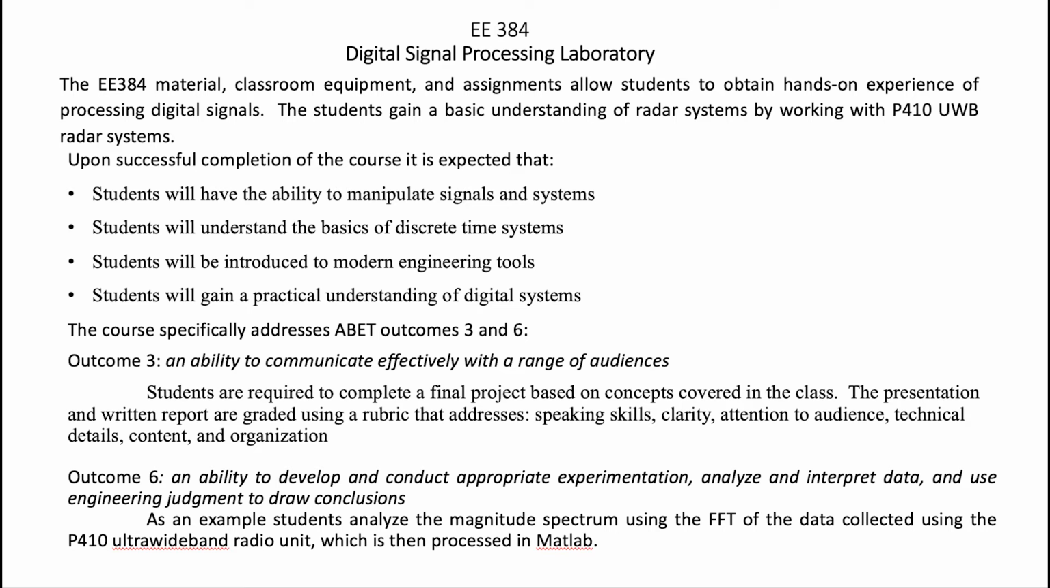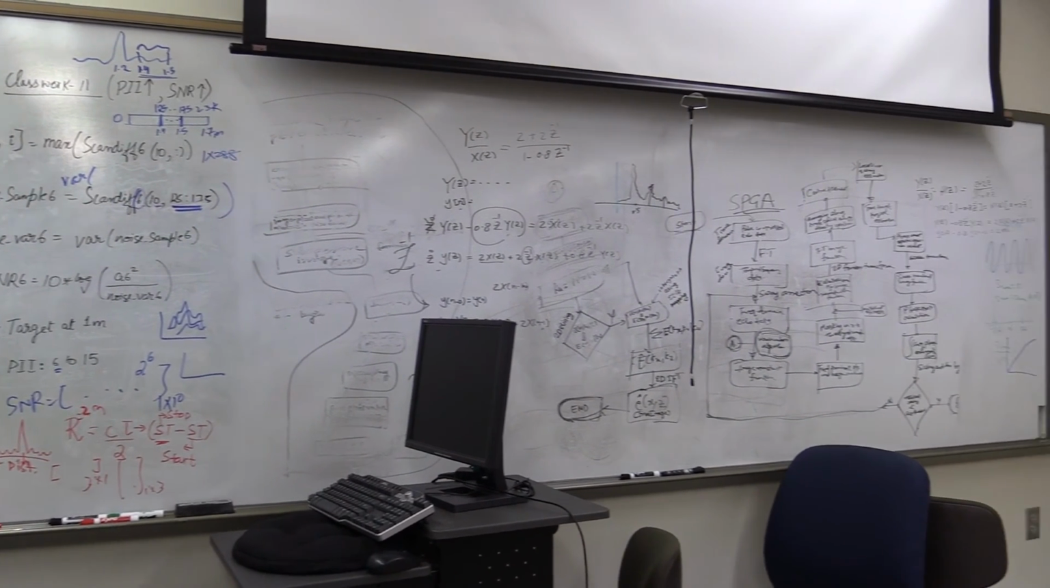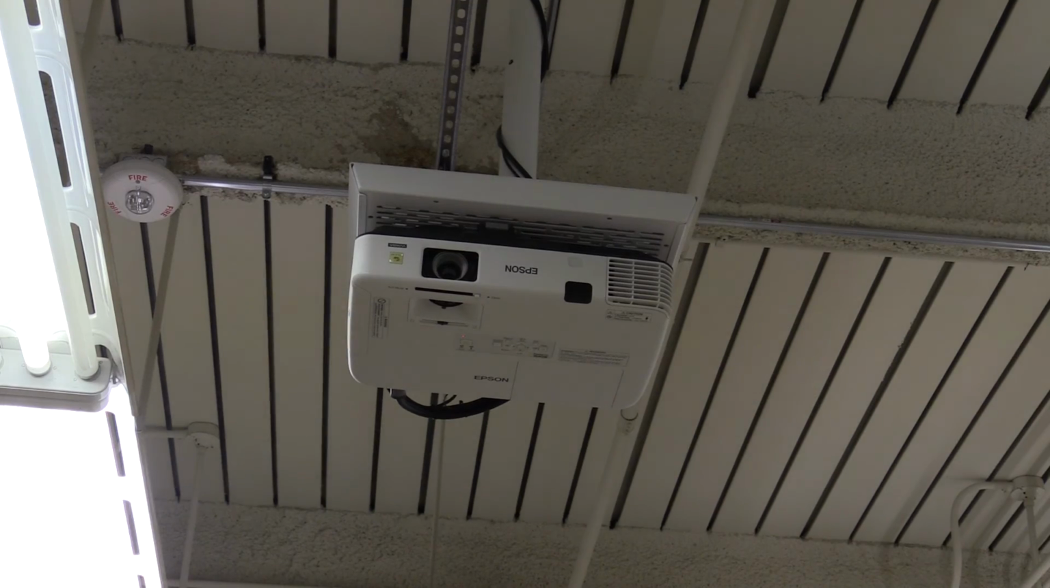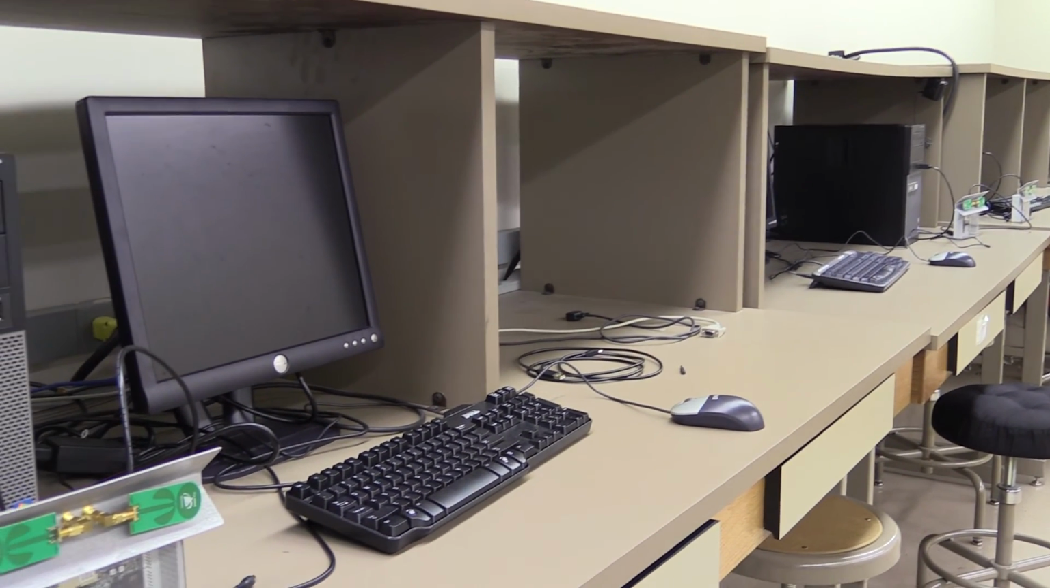In satisfying Outcome 6, students analyze the magnitude spectrum using the FFT of the data collected using the P410 ultra-wideband radio unit, which is then processed in MATLAB. The course instructor presents concepts and information using the lectern projector. Student work is carried out at the 10 workstations.